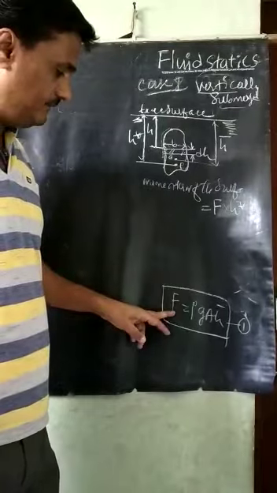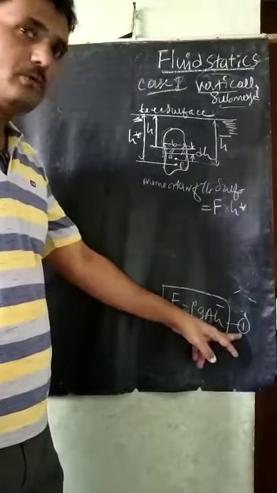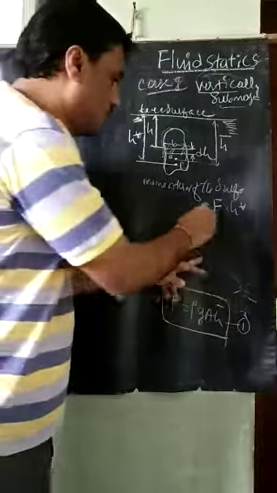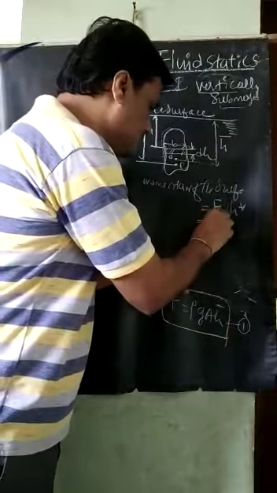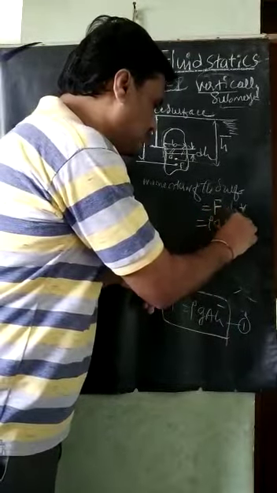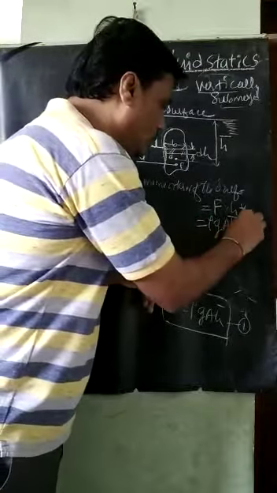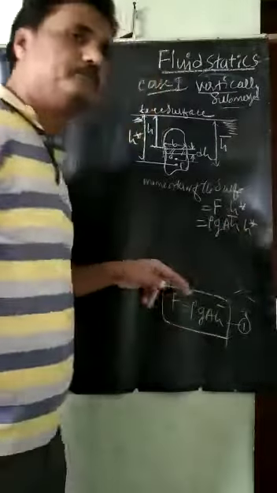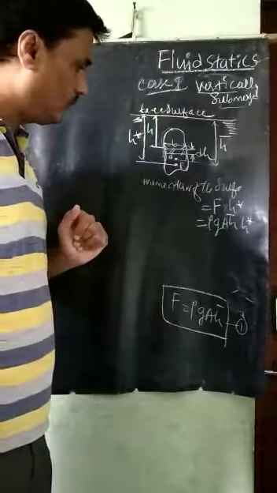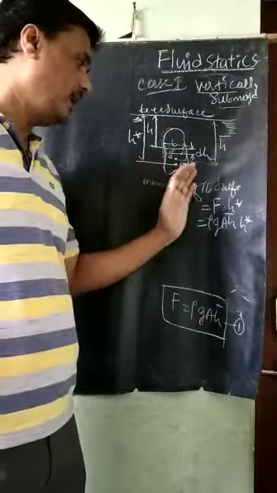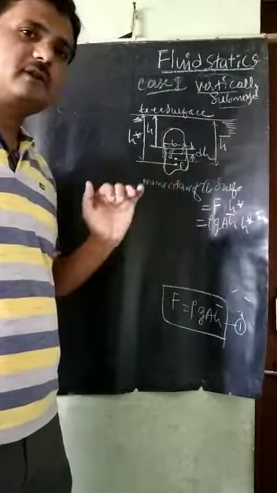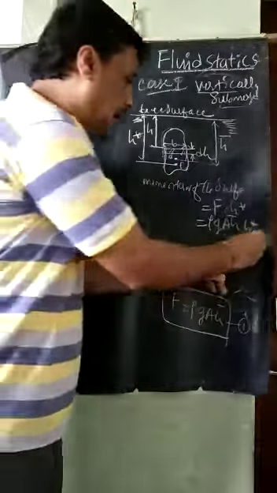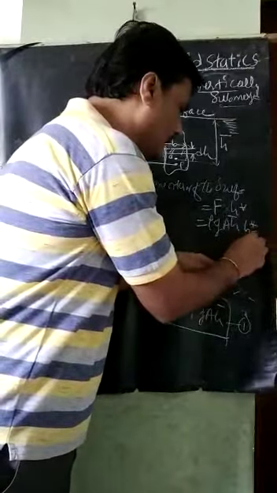But F, we know from equation number 1, is rho g A h bar, into h star here. So this is the moment of the surface about the free surface. Call this equation number 2.